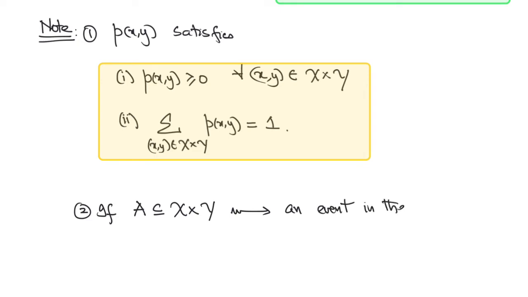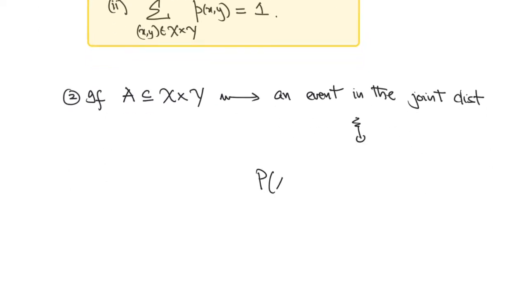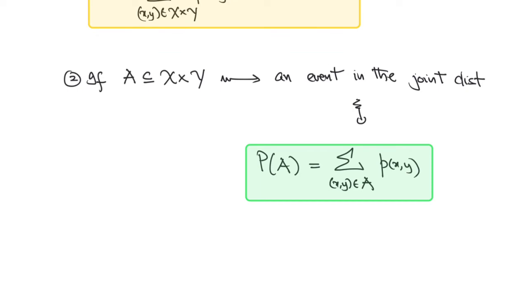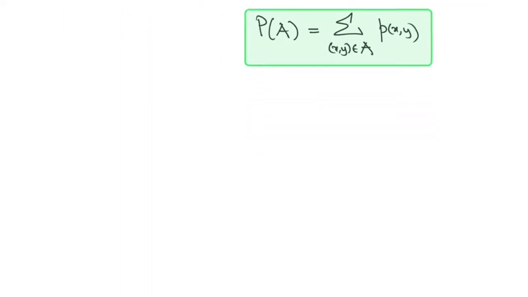Also, notice that if we have a subset A of script X cross script Y, which is an event in the joint distribution, then the probability of the event A is going to be the sum over all pairs (x, y) inside A of p(x, y). Furthermore, we can now talk about the marginal and the conditional distributions.